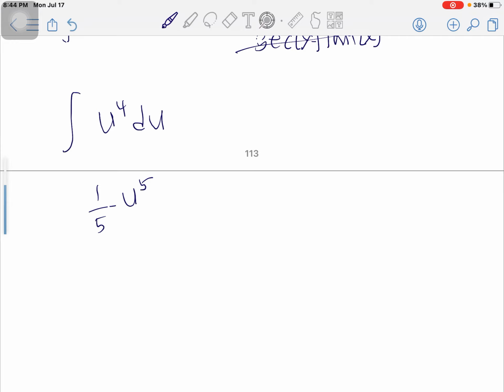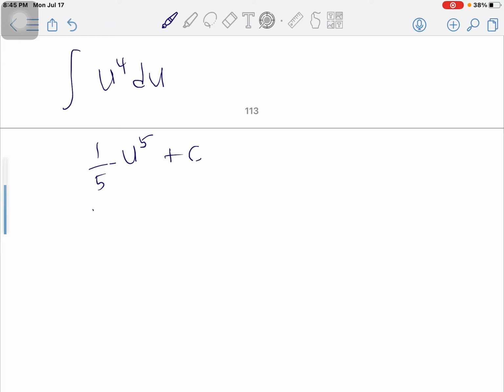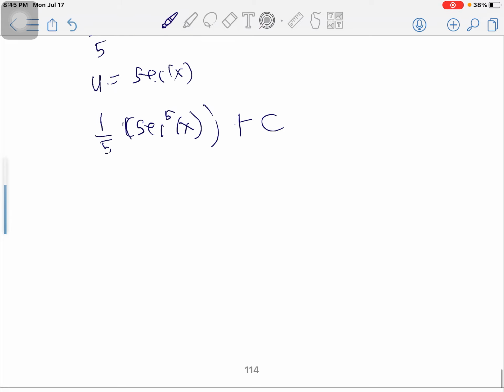When you apply the power rule, you get 1 over 5 u to the power 5 plus c. And remember that we said u equals sec x, and therefore you can place it in as 1 over 5 into bracket sec to the power 5 of x, plus c. So this is how we solve it.